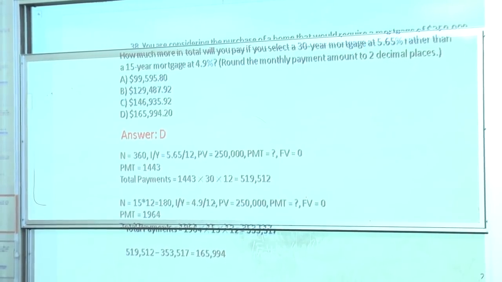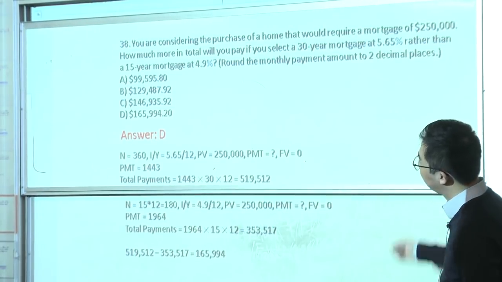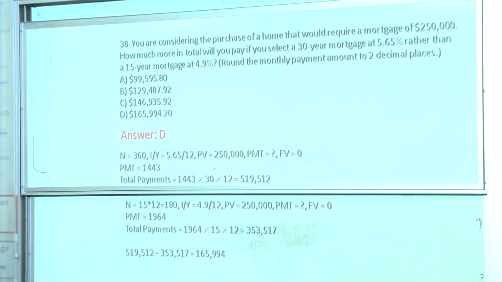Question number 38. Two mortgages with the same initial borrowing amount, $250,000. One has a 30-year maturity and an interest rate of 5.65%. The other one is 15 years and 4.9%. How much more in total will you pay if you select this rather than that?